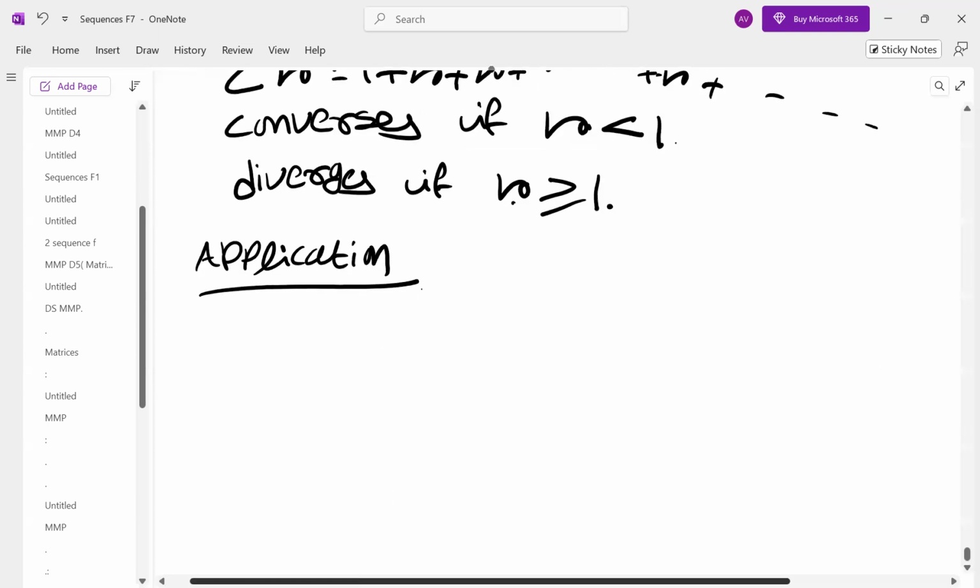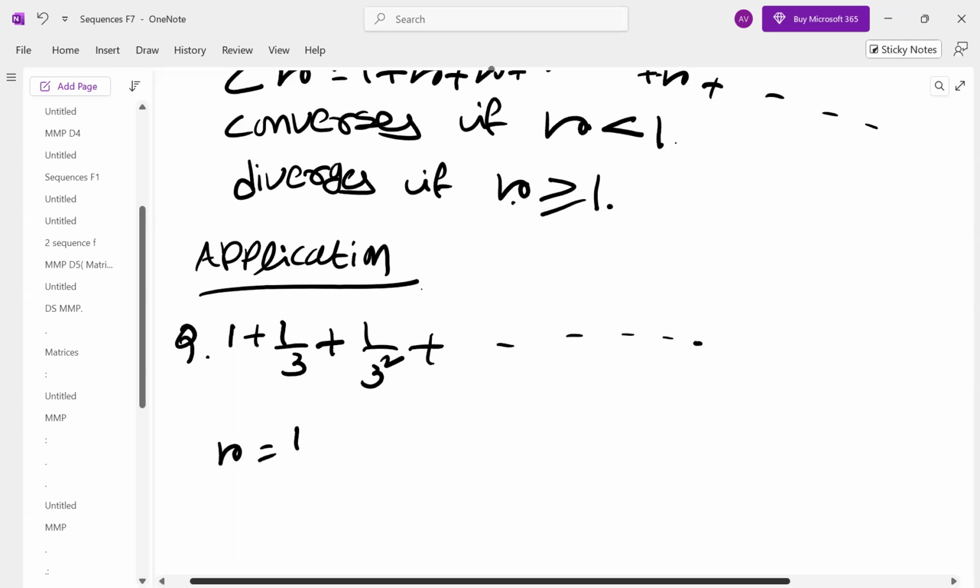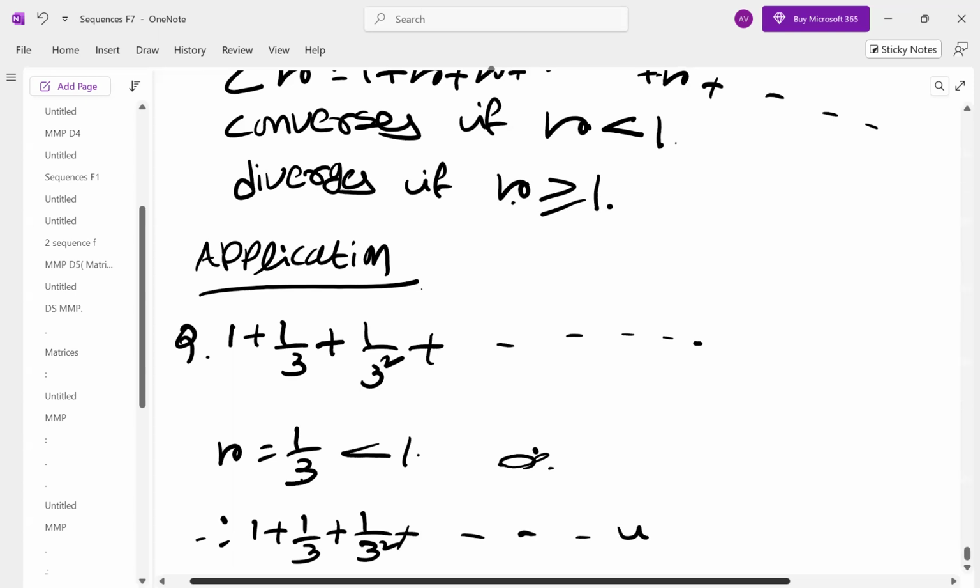What is the application? For example, 1 plus 1 by 3 plus 1 by 3 square plus and so on. Is it convergent or divergent? When you look at it, r is 1 by 3, in the form 1 plus r plus r square and so on, which is less than 1. Therefore, the series is convergent.